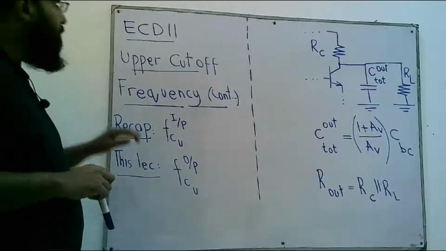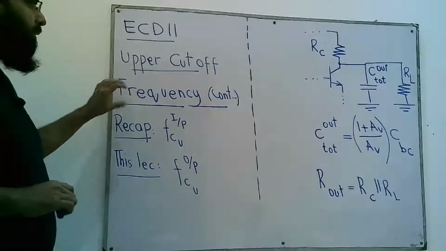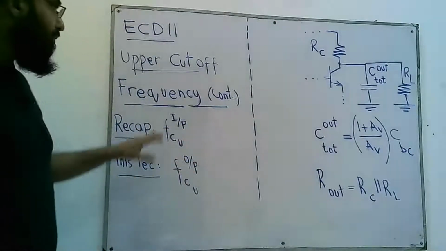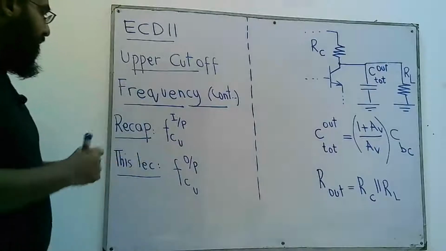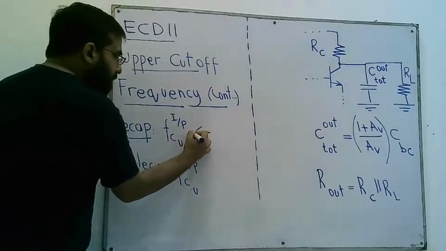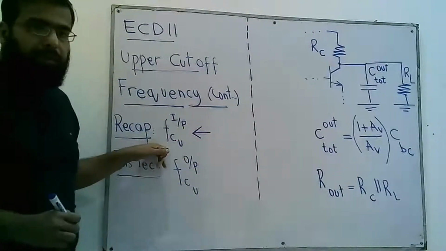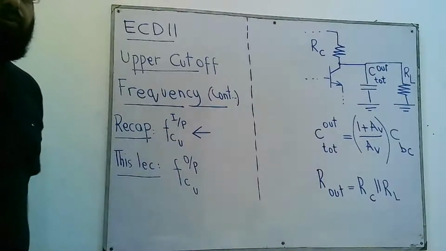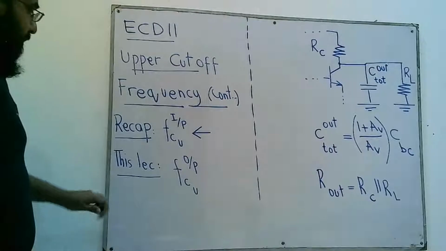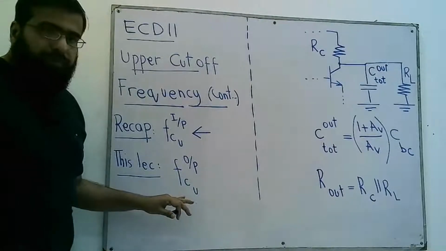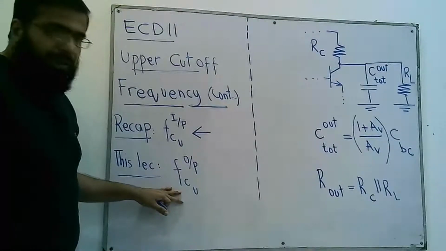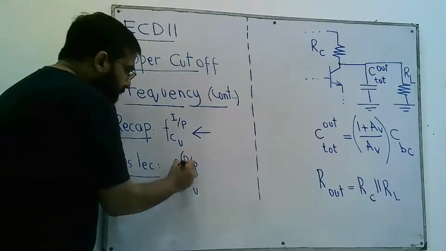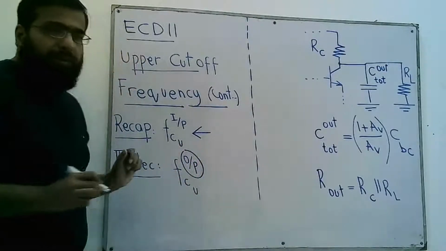Welcome to the 11th lecture. We're studying upper cutoff frequency, and we started studying upper cutoff frequency in the last lecture, where we studied the expression to compute upper cutoff frequency due to the input RC network in a BJT amplifier. In this lecture, we will study the upper cutoff frequency, but this would be due to the output RC network in a BJT amplifier.